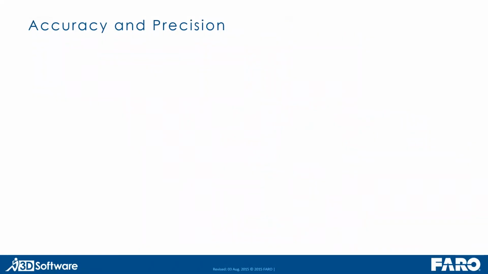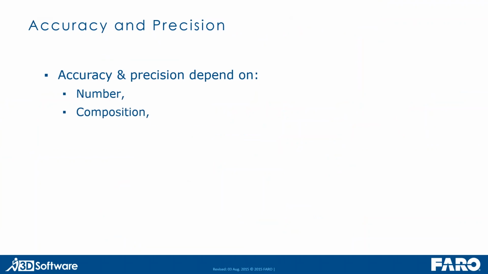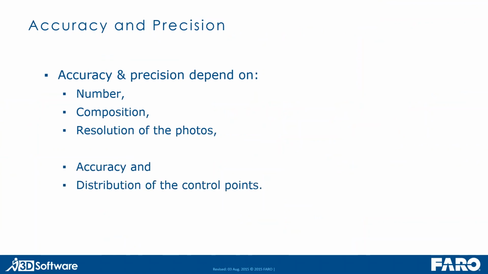Finally, let's talk about accuracy and precision, because that will be interesting for you as well. Accuracy and precision of the results do depend on, first, the number, composition, and of course resolution of the photographs you are taking, and as well on the accuracy and the distribution of the control points you are measuring with your total station. So these things are very important and influence the results.